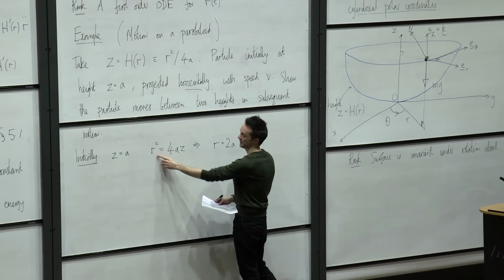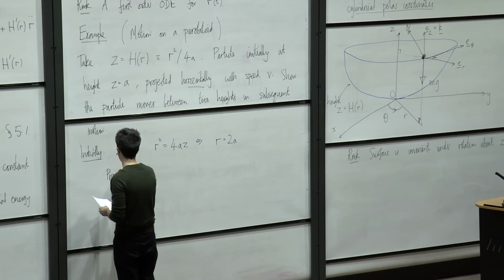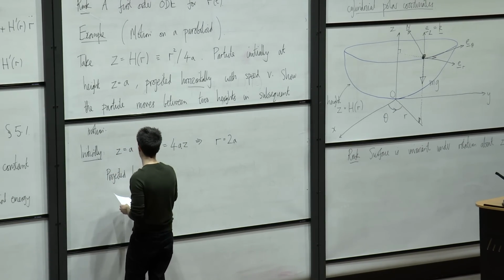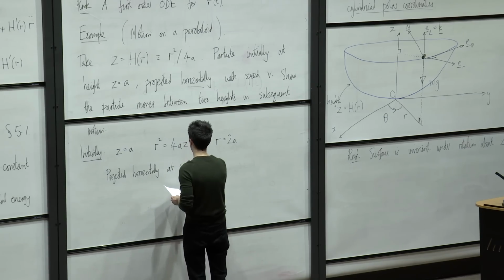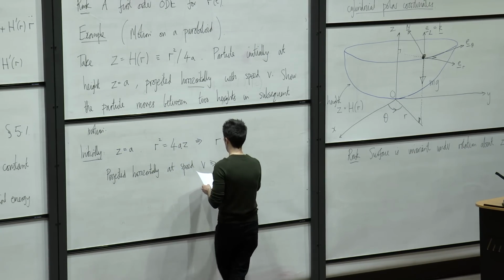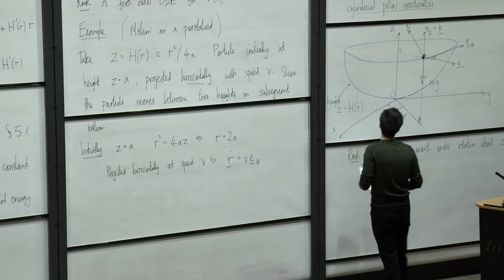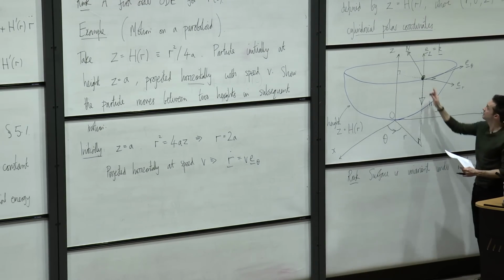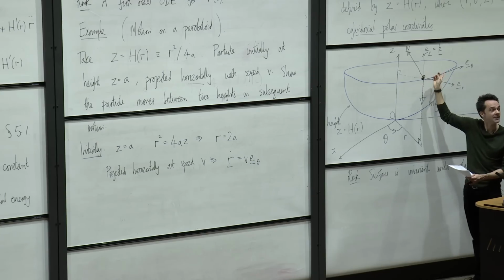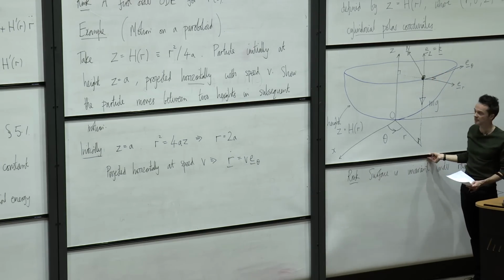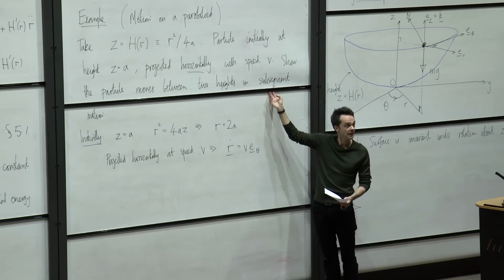Remember that r is positive, so when I take the square root here, I take the positive square root to get r is 2a. And then we're also told it's projected horizontally at speed v. That tells us that r dot is v e theta initially. So again, if you look at the picture, it's at some height z equals a, and if it's moving horizontally, that means it's precisely along the e theta direction, so tangent to a circle of constant radius. E theta is a unit vector, so the coefficient here, v, is precisely the speed.